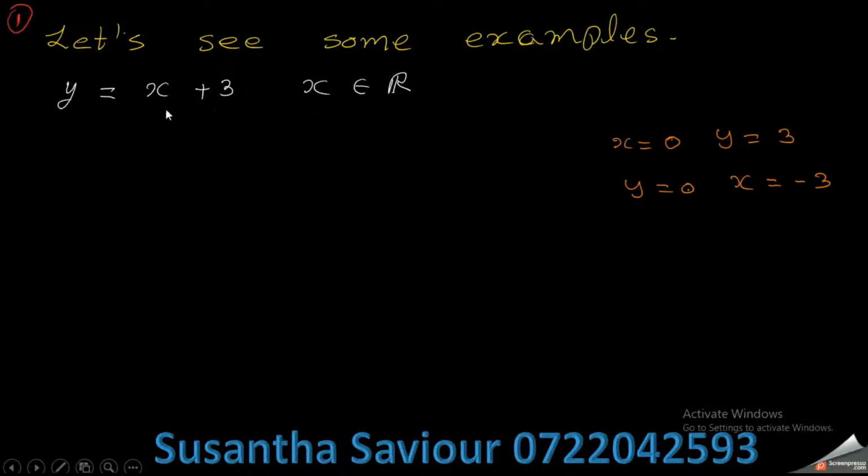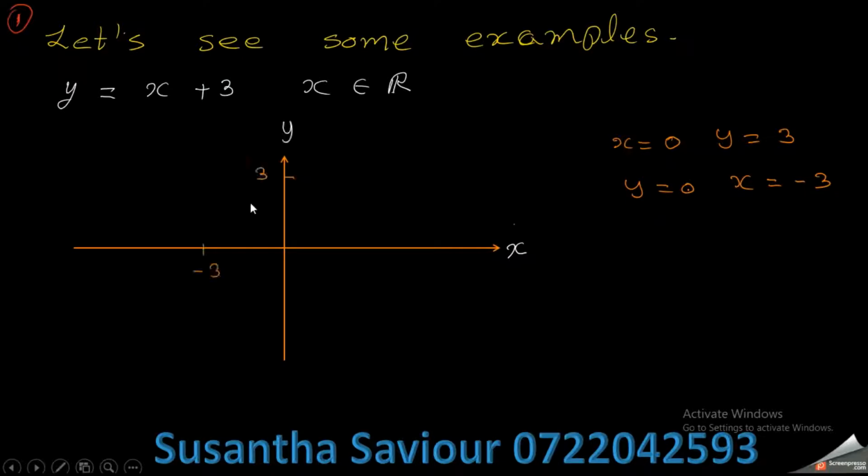This is a straight line. This is a linear function. To sketch a straight line you need to have 2 points on the line. So the easiest 2 points that we can get are: we apply x equals 0 and find the corresponding y value, and then make y equals 0 and find the corresponding x value. So when x is equal to 0, y is equal to 3. When y is equal to 0, x is equal to minus 3. So we'll plot these 2 points in a graph.